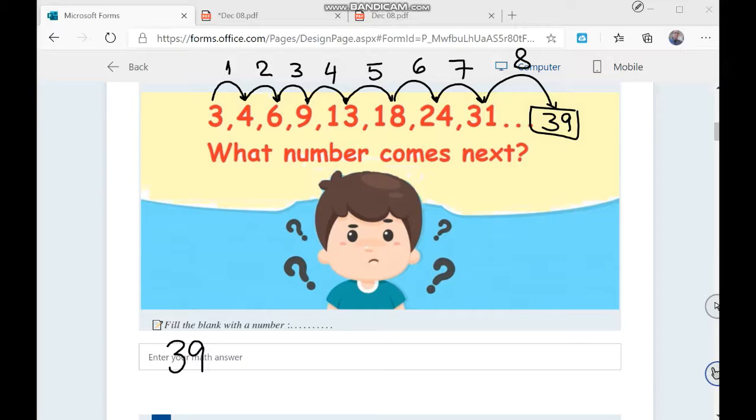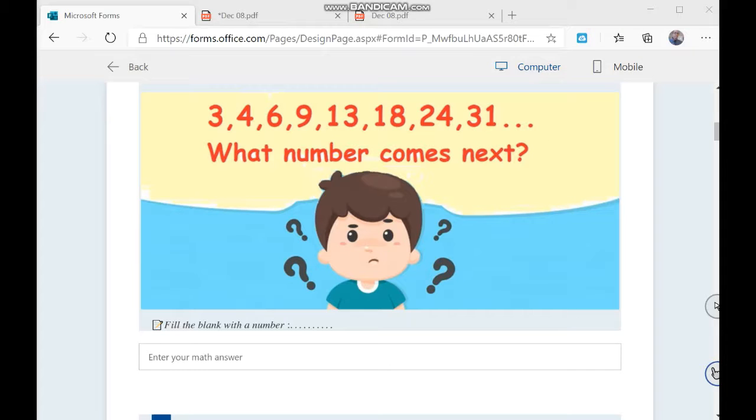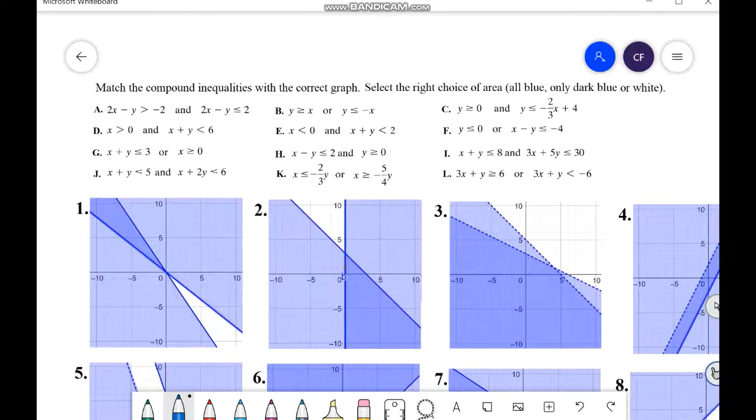Now let's work on the quiz. Okay, I think we are ready. We can work on the quiz now. And the quiz is very similar to yesterday's quiz. Let me show you here.